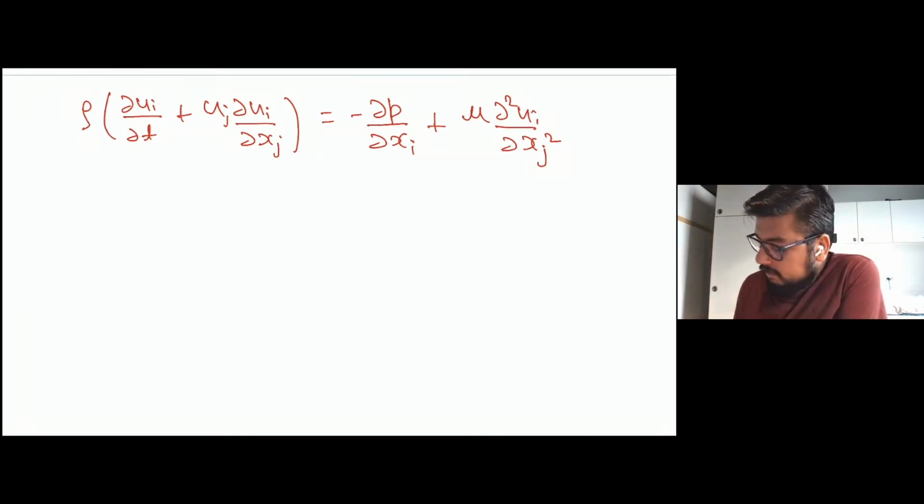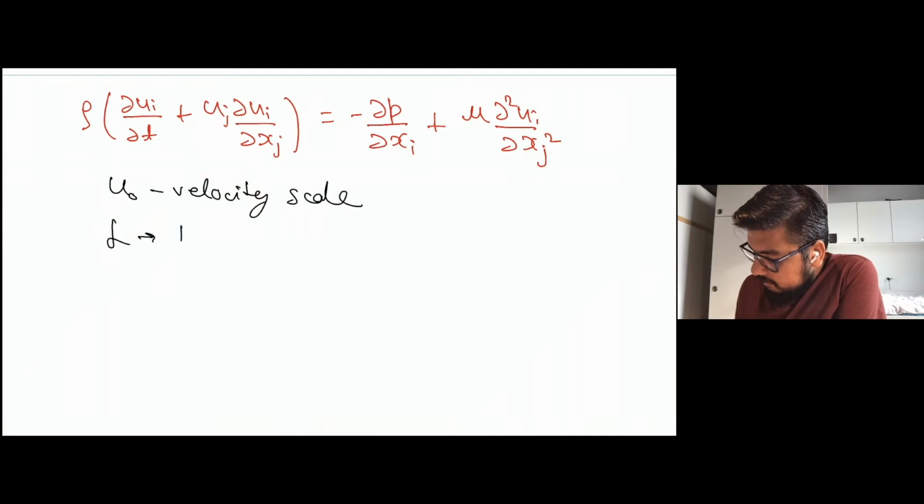So for that, let me introduce some velocity and length scales in the system. So let's say that U naught is the velocity scale, L is the length scale, and rho is the density scale.